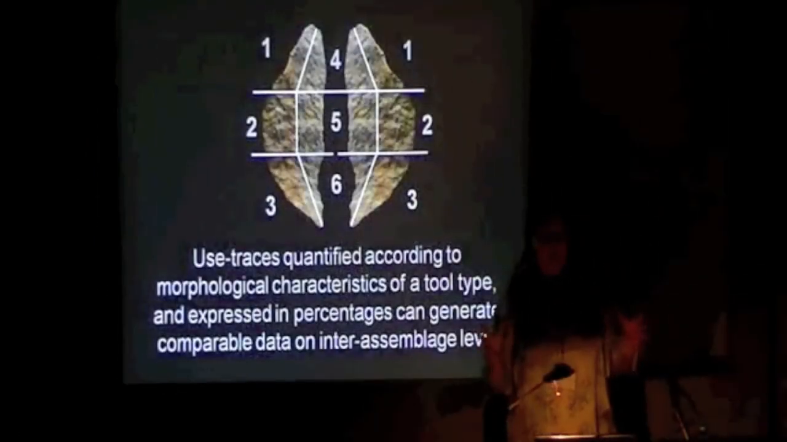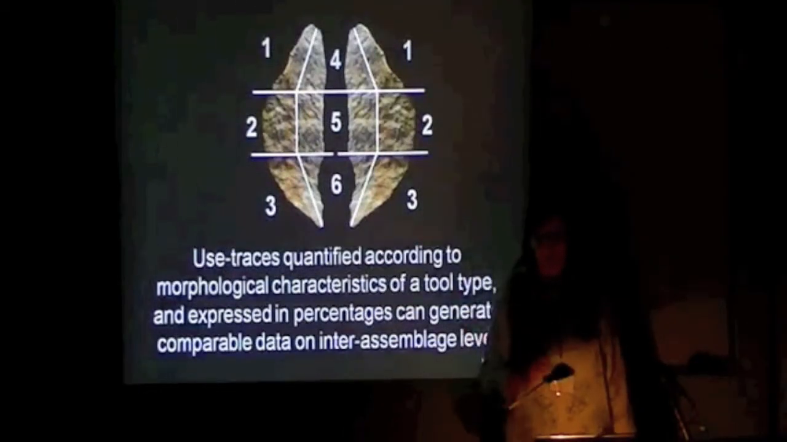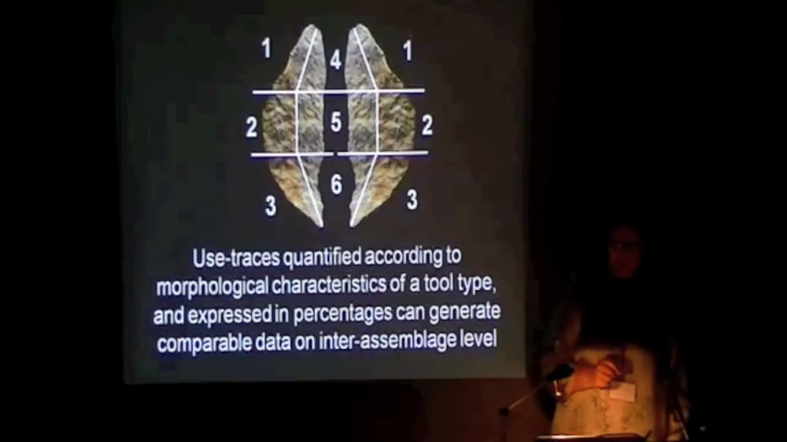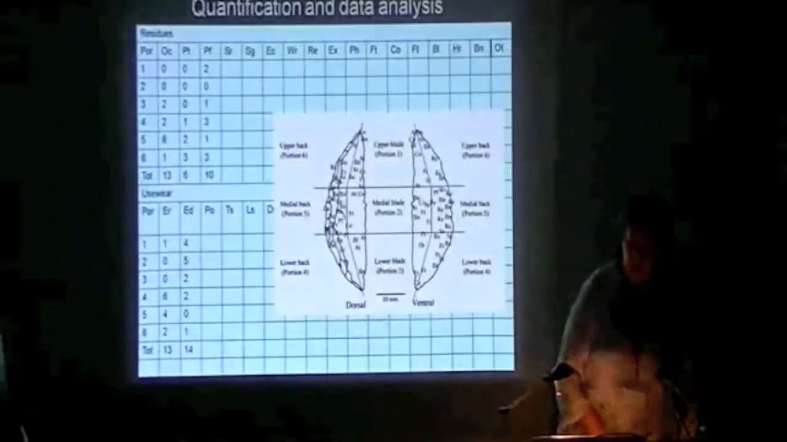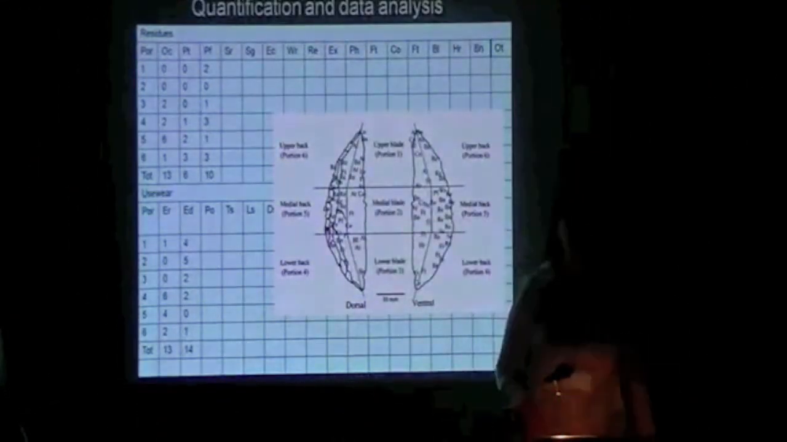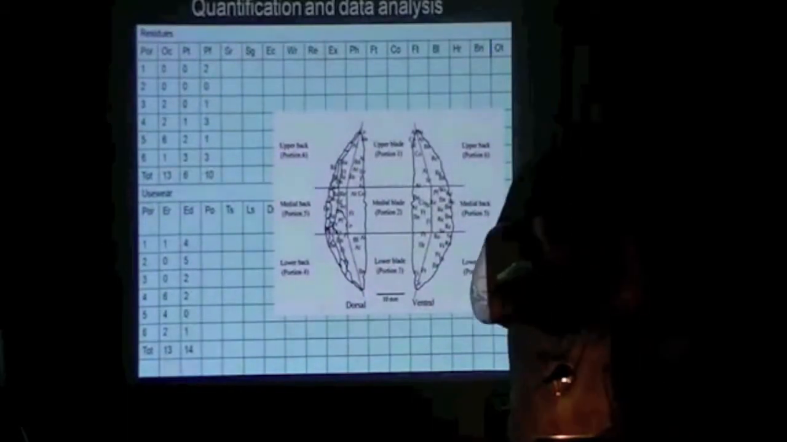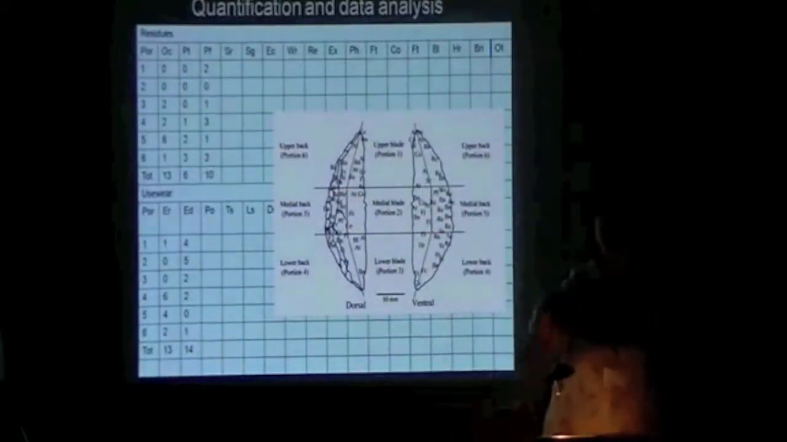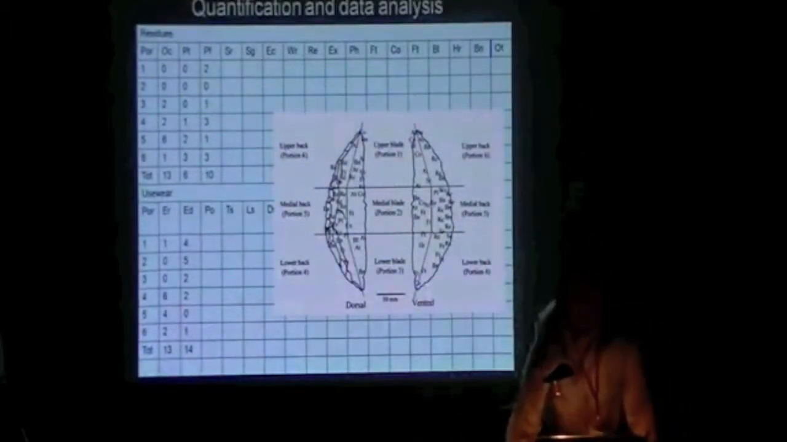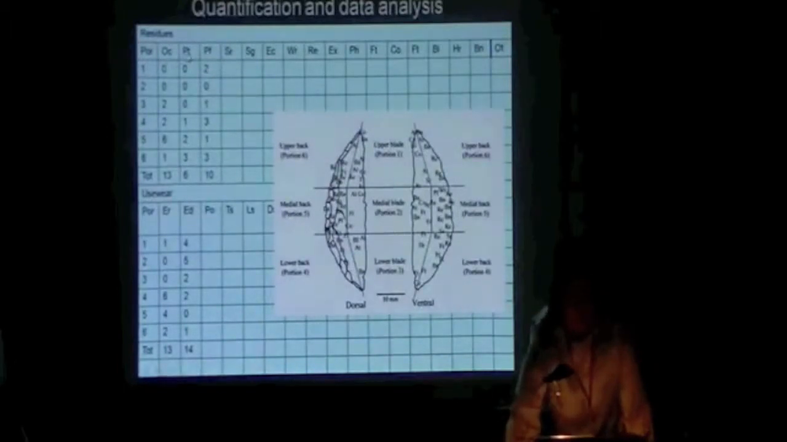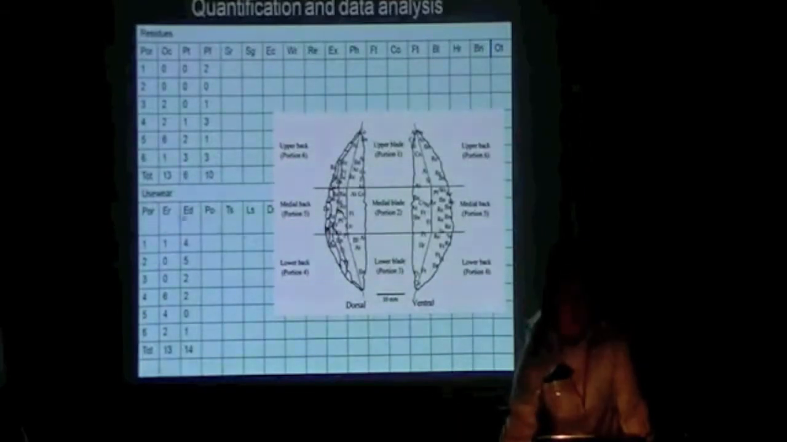So use traces quantified according to morphological characteristics of the tool type and expressed in percentages can generate comparable data on inter-assemblage level. This is usually what my data sheets look like, and I still work in old Word things and actually write it by hand before I put it in the computer, but I've seen Kate doing much more sophisticated stuff. But it does mean that I can, these are my different portions on the tool, each with a ventral and dorsal side, ochre, plant tissue, plant fiber, and I can count the occurrences. The same with use traces.